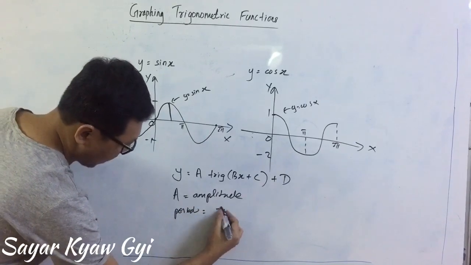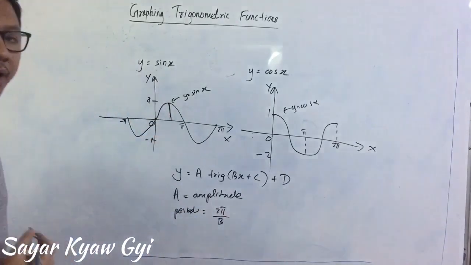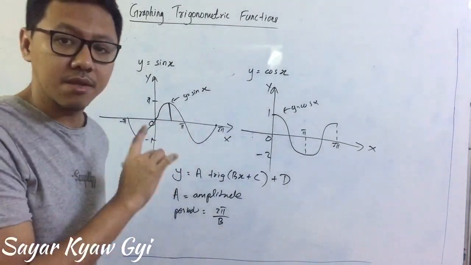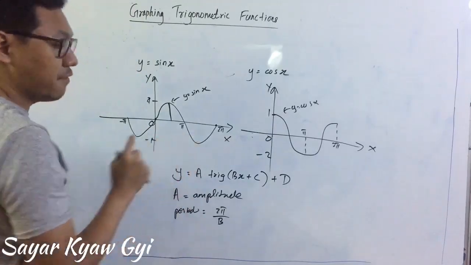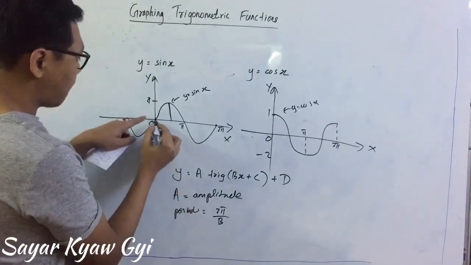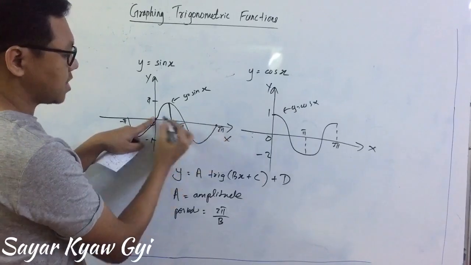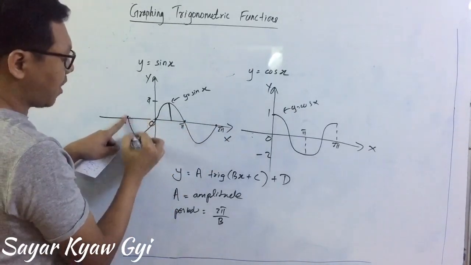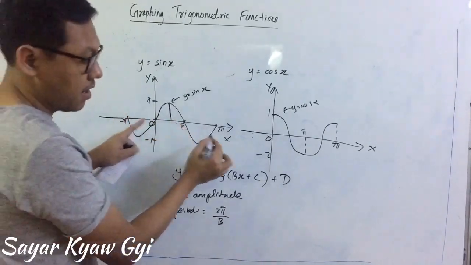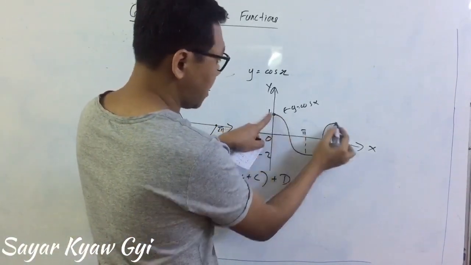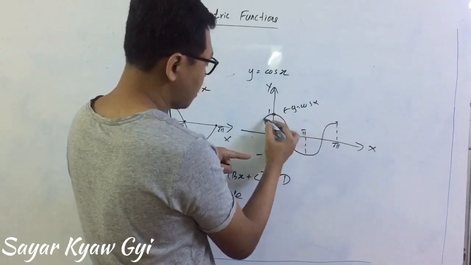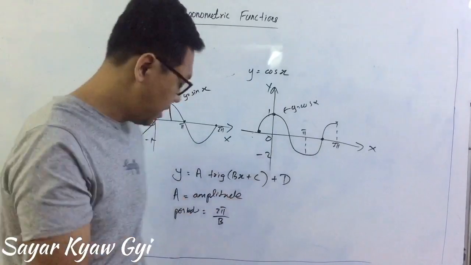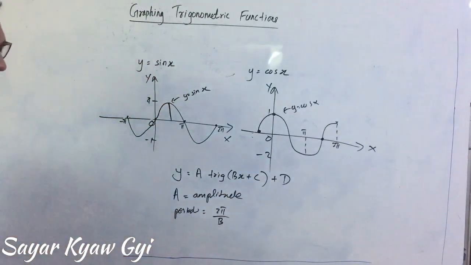period is 2 pi over b. Period means the distance for the function to complete one full cycle. So if you count from here to here, this is one period. If you count from here to here, this is one period. One half, another half, makes a period. If you continue like this, you start from here and it will end here. So this is the period, and this is how to calculate it.